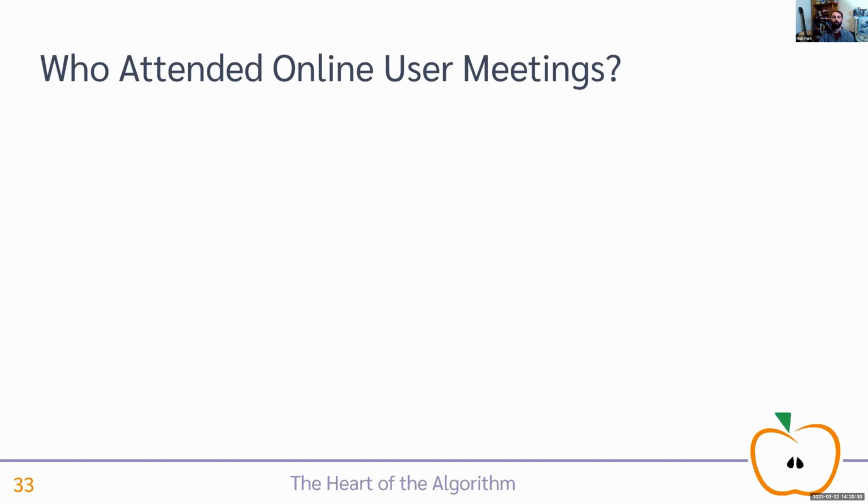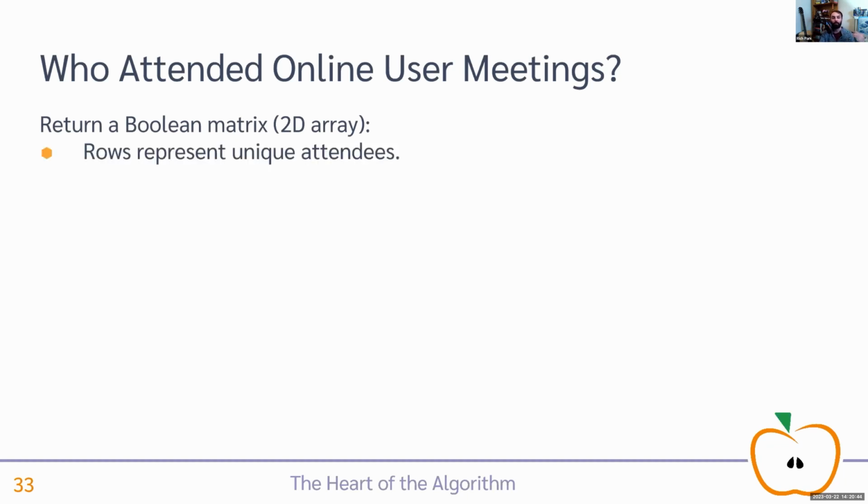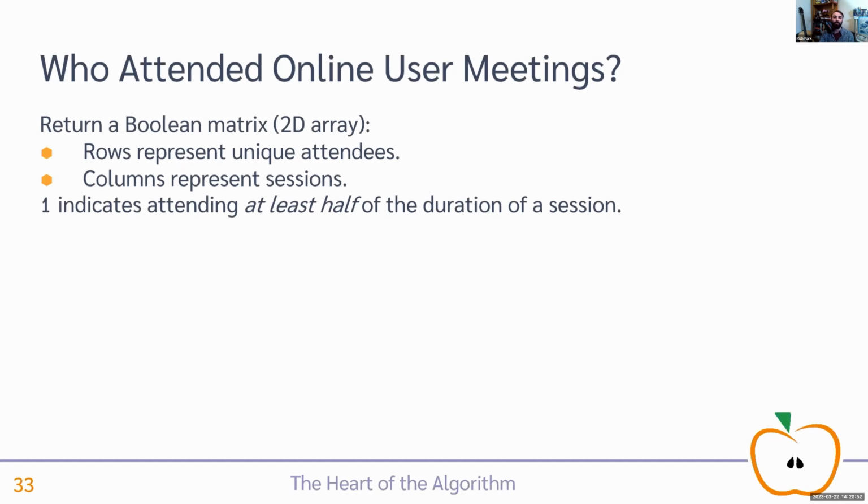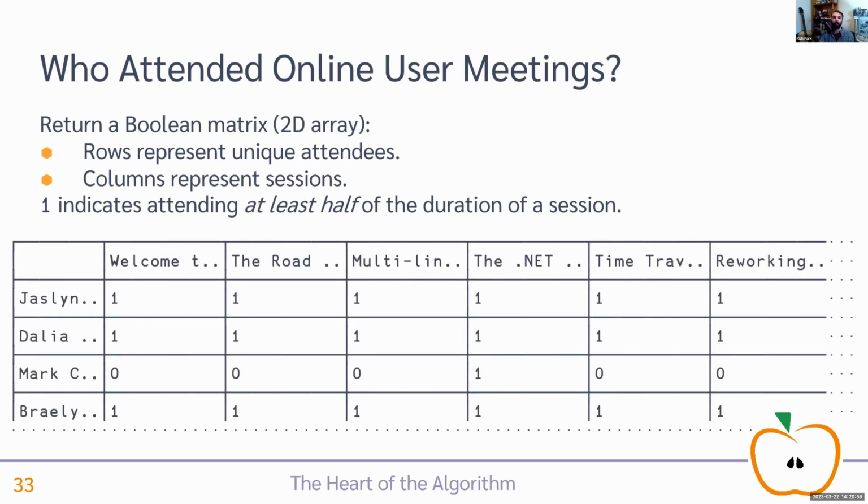Or more specifically, the code we're going to write is going to return a Boolean matrix. So this is a two-dimensional array of ones and zeros. Every row is going to be a person who came to the user meeting, and every column is going to be one of our sessions. And then a 1 means that a person was present at the user meeting for at least half of the duration of that particular session. So here I've added the column header as the session titles and the row header as the attendee names. But what we're really interested in and what we're going to compute is this array of ones and zeros, indicating who turned up when or for what.